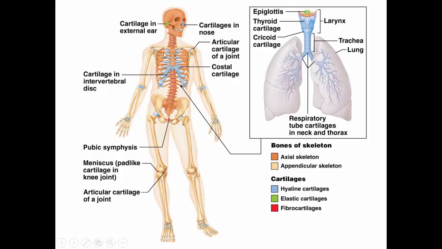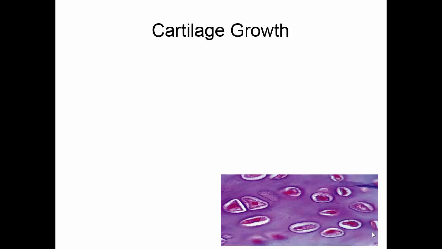So as we look, all of the blue spaces are your articular cartilage, and you can see it's at the ends of almost all of your bones. Here's that costal cartilage, here's the nasal cartilage. Elastic cartilage is found in the ear and here in the trachea, this epiglottis. And we see the fibrocartilage in those intervertebral discs, here in the pubic symphysis, and these padding cartilages of the knee. Chondrocytes retain their ability to divide throughout life, so cartilage can grow.